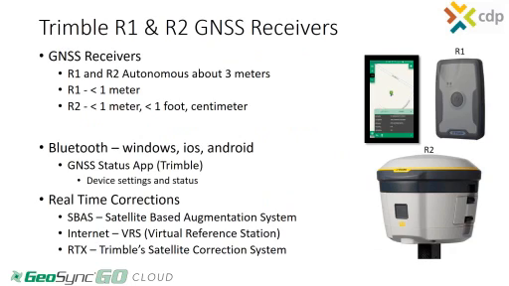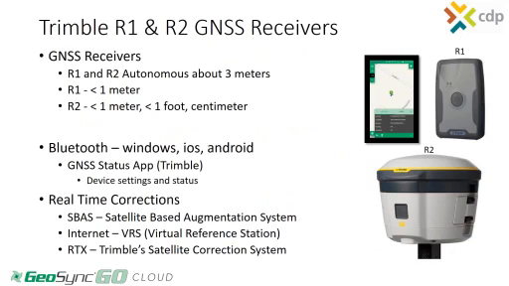You can also use some internet connections, such as the virtual reference system in Kentucky. Particularly, that's a good option. VRS, and then RTX, which is Trimble's satellite correction system that can also be added on to the unit. There's a subscription that can be purchased for use of RTX. The real-time corrections all provide, at least will provide, accuracy in the sub-meter range.